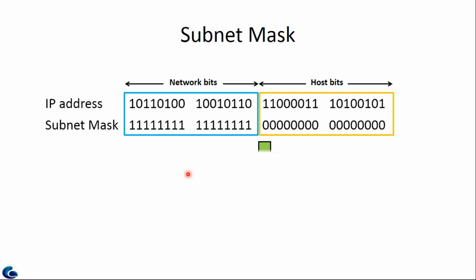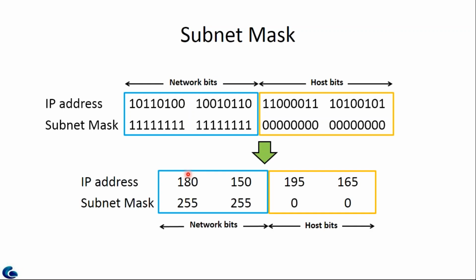So if I now convert this into decimal, this is how it looks. So you have 180.150, which are the equivalent of the IP address values 195 and 165. The subnet mask is 255.255.0.0, right?